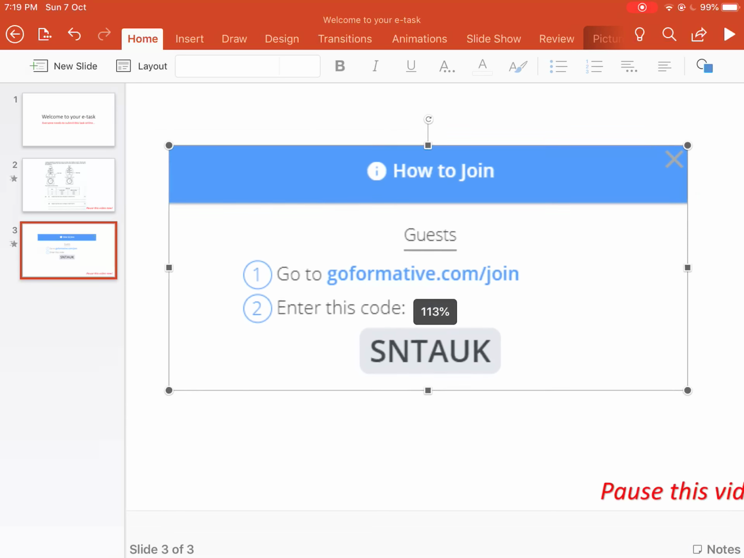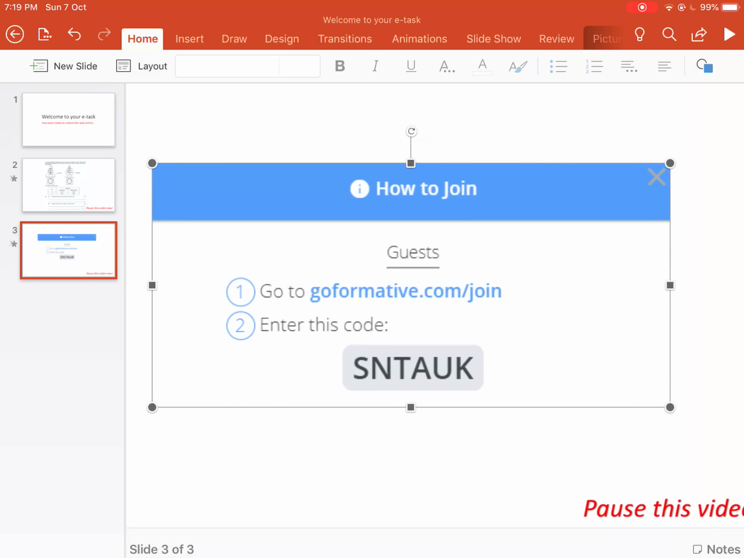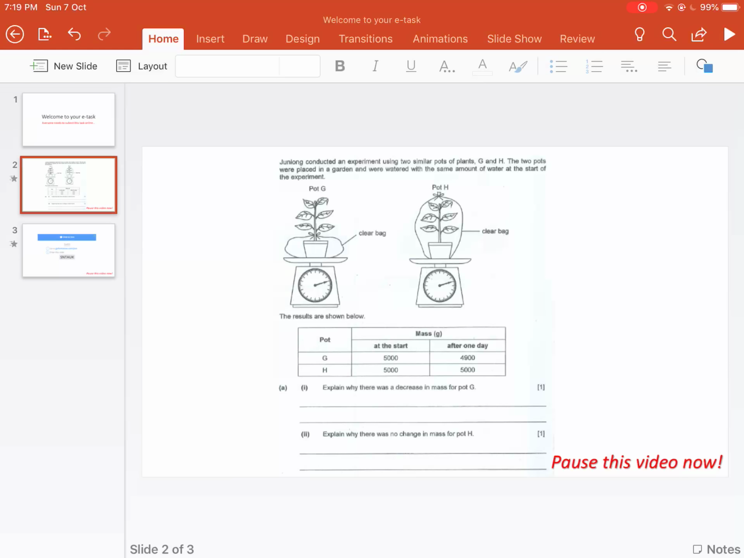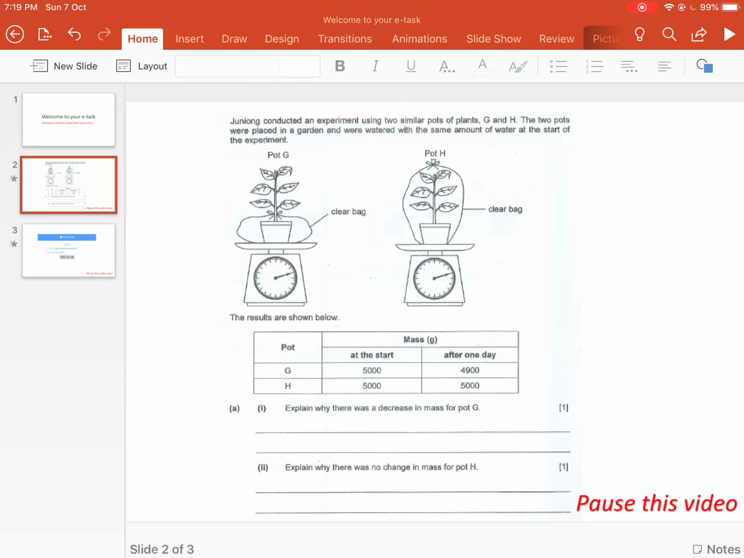So if you need to pause the video to look at the information on how to log in, you may do so. And also if you need to pause the video to re-look at the question, you can also do so now. This is the question.